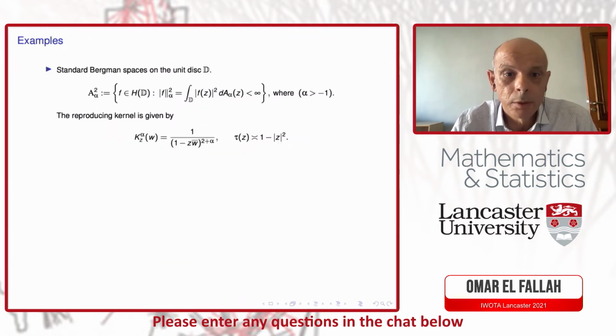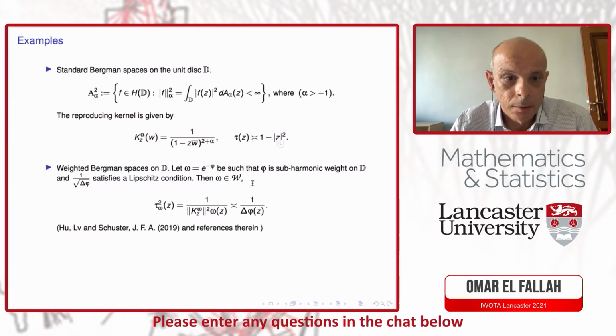The first one is the standard Bergman space. Tau(z) is equal exactly to 1 minus the modulus of z squared, for all bounds. If we want to write exactly what it is with equality, the parameter alpha will appear. The second example is weighted Bergman spaces, where phi is a subharmonic weight, and we suppose that 1 over the square root of the Laplacian of phi satisfies some Lipschitz condition.